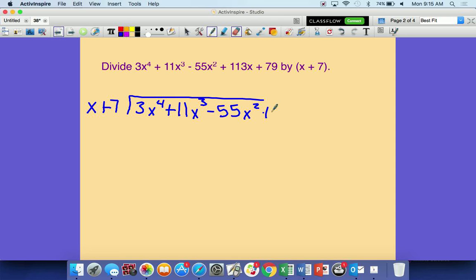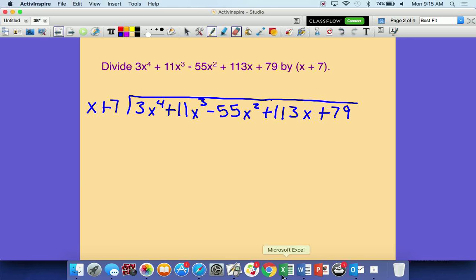Now one thing to realize is if you are missing a term, say it was negative 55x squared plus 79, and I didn't have this here, we still have to put this under the division bar. I'd have to put a 0x in there. Alright, so then we put all of that in there.